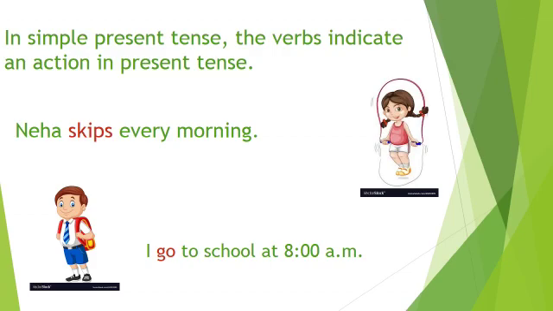Now children, look here very carefully. In the first sentence, Neha skips every morning. In the verb skip, we have added an s. And in the next sentence, I go to school at 8 a.m. In the verb go, there is no s. And why have we done this? We will find out in the next slide.